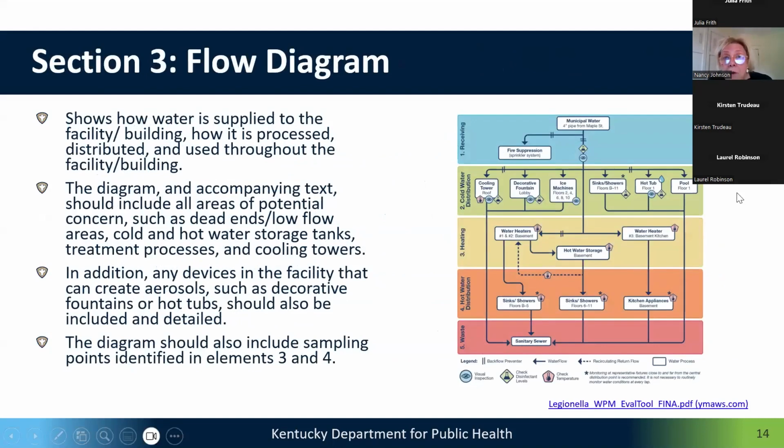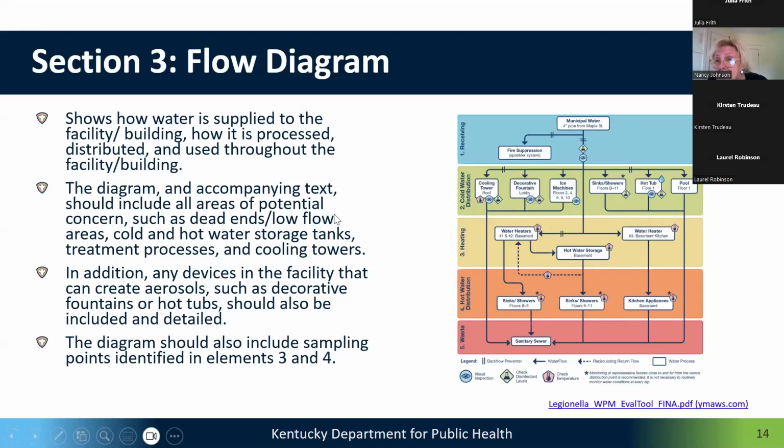This shows how water is supplied to the building, how it is processed, distributed, and used throughout the facility. And then the diagram and the text should include all areas of potential concern, such as dead ends. So at these sinks and showers, because of the way the building is set up, you should be indicating that we have some dead legs in our rooms. So you have receiving right up here. It talks about where the municipal water comes in, how big the pipe is, where it's coming from.